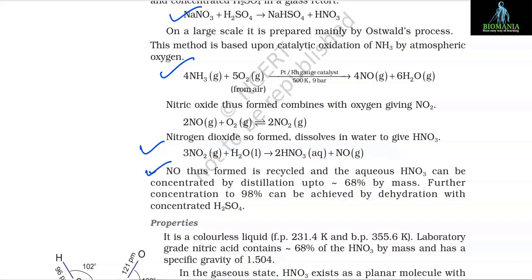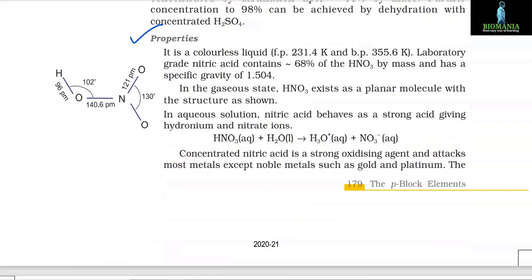NO thus formed is recycled, and the aqueous HNO3 can be concentrated by distillation up to 68% by mass. Further concentration to 98% can be achieved by dehydration with concentrated H2SO4. Properties. It is a colorless liquid. Laboratory grade nitric acid contains approximately 68% of HNO3 by mass and has a specific gravity of 1.504. In the gaseous state, HNO3 exists as a planar molecule with the structure as shown.